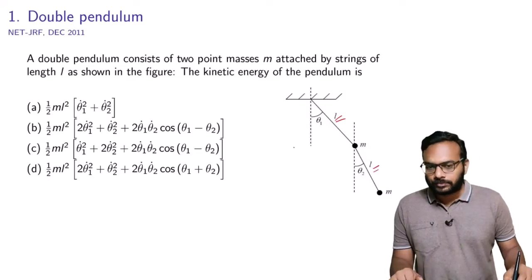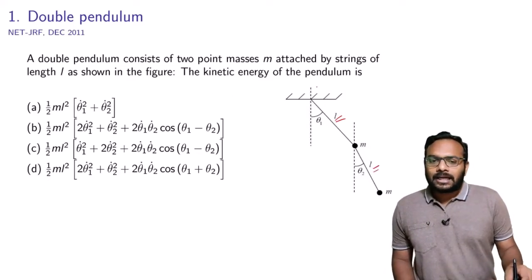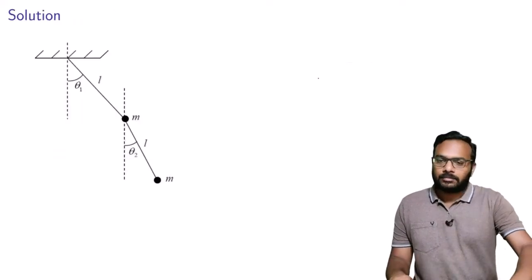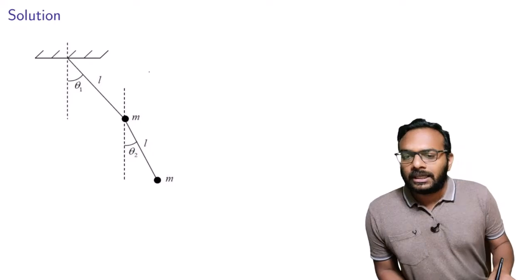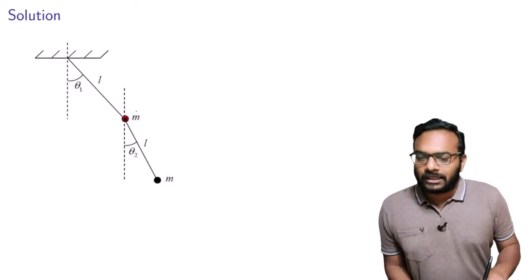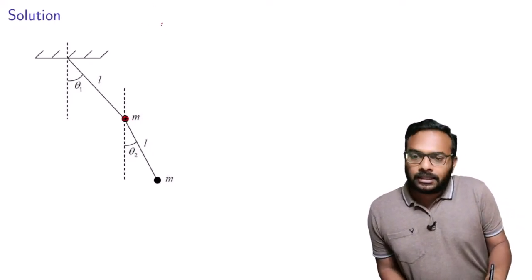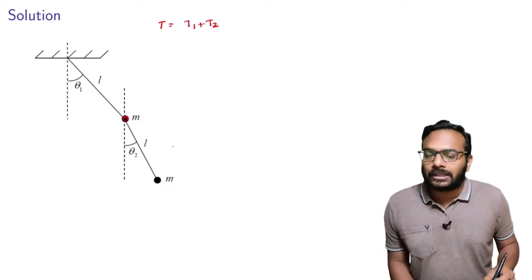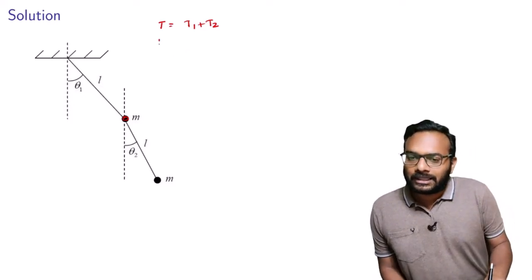Luckily here the masses of both bobs are the same and also the lengths are the same, which makes life easier. We are just asked to find the kinetic energy of the pendulum. Now we know how to write the kinetic energy. We can write the total kinetic energy as T is equal to T1 plus T2, because these are kinetic energies, we can just add them.